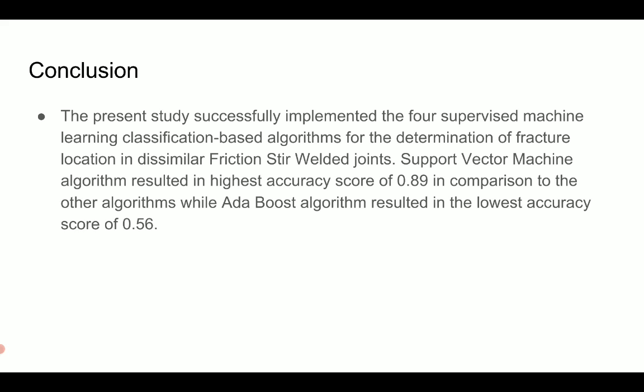Now the conclusion is that we have successfully implemented the four supervised machine learning algorithms for determining the fracture location in dissimilar friction stir joints, and the support vector machine algorithm resulted in the highest accuracy score of 0.89 in comparison to the other algorithms, while the AdaBoost algorithm resulted in the lowest accuracy score of 0.56.